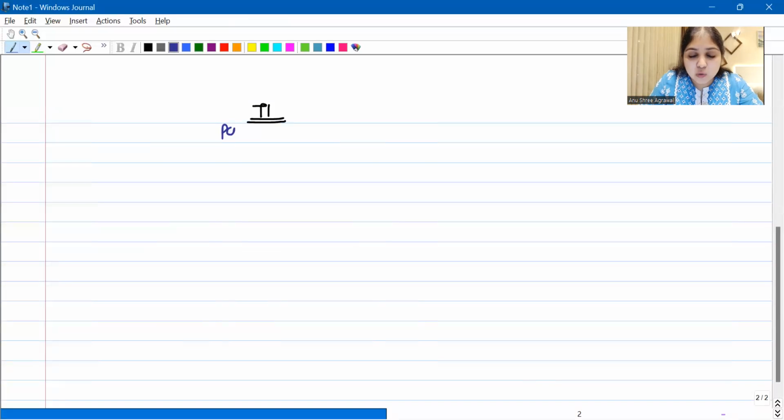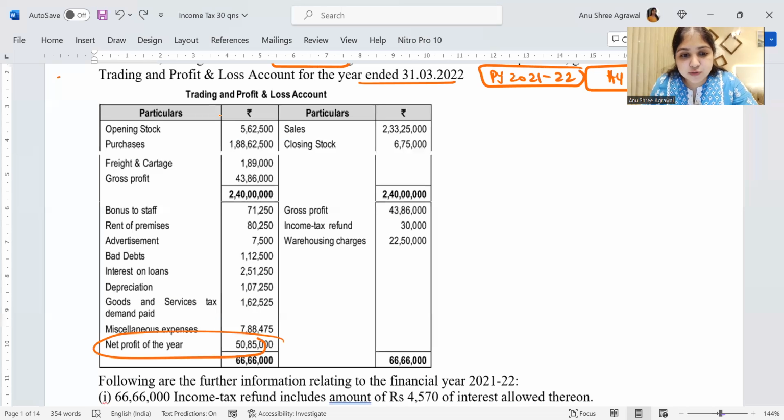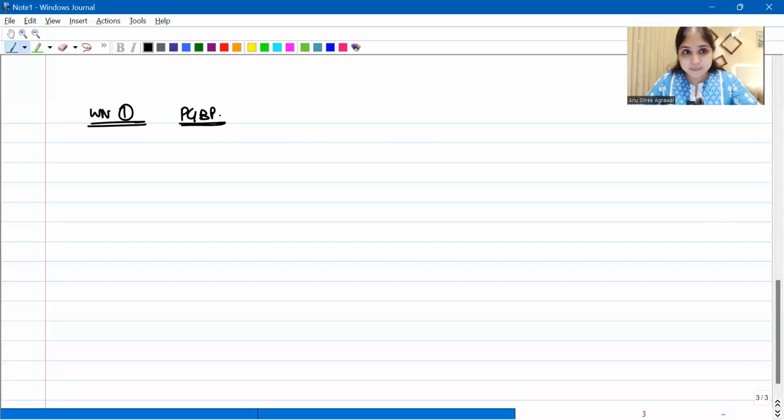So I'll write down PGBP over here. Let us say working note number 1. Now I leave some gap. I'll open working note number 1. I'll give the heading PGBP. Now listen, to compute PGBP, do I have the net profit number with me? Yes, I have the net profit number. So because I have the net profit number, how will I compute PGBP? The 5 steps will come to my mind. What are the 5 steps? Net profit as per P&L account.